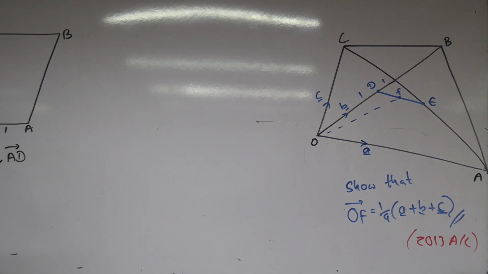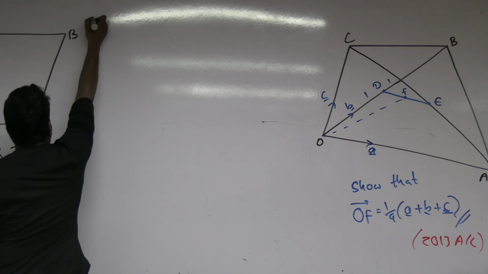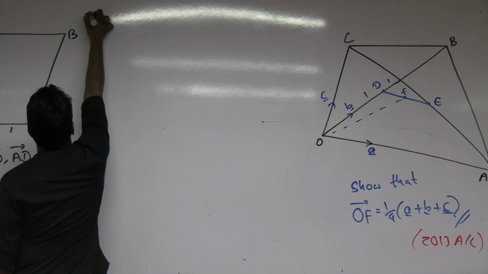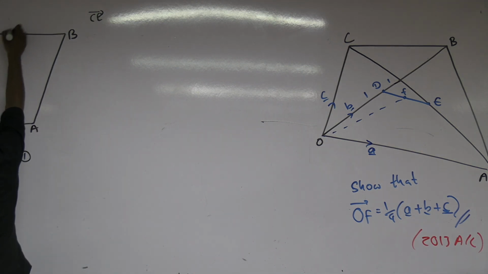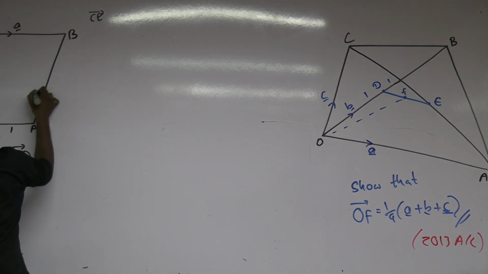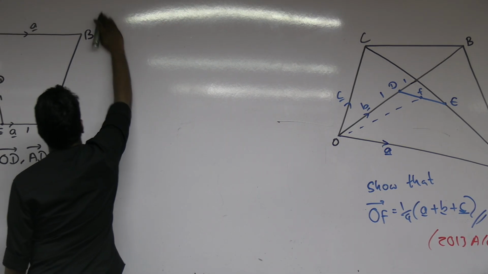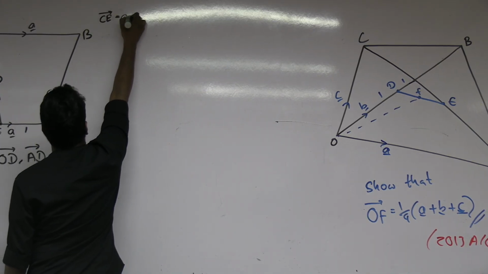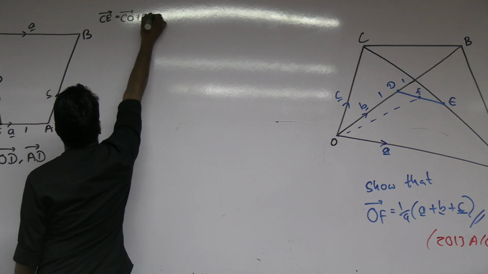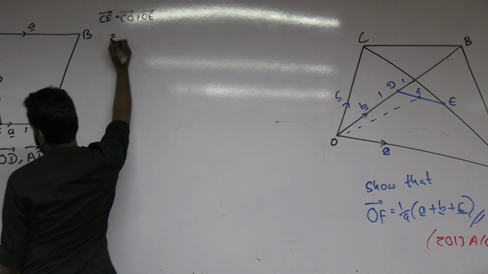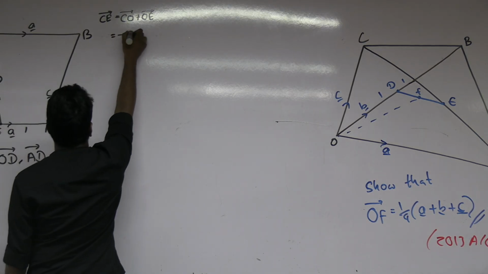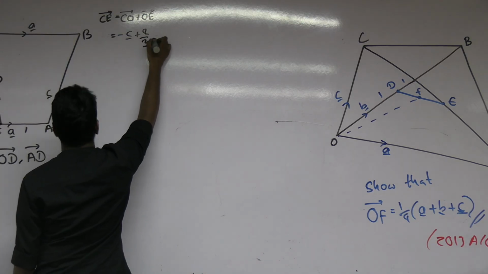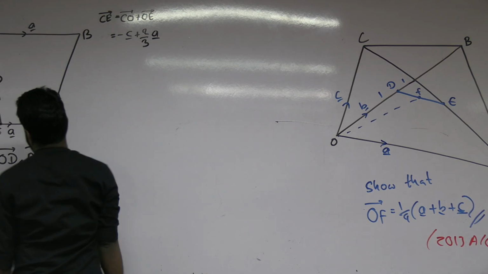So initially finding CF. What's CF? CF is quite easier. Before that you should mark all the equal vectors. So this is simply A and this is simply C. So CF is equal to CO plus OE. CO is minus C plus OE is 2 over 3 A, right?